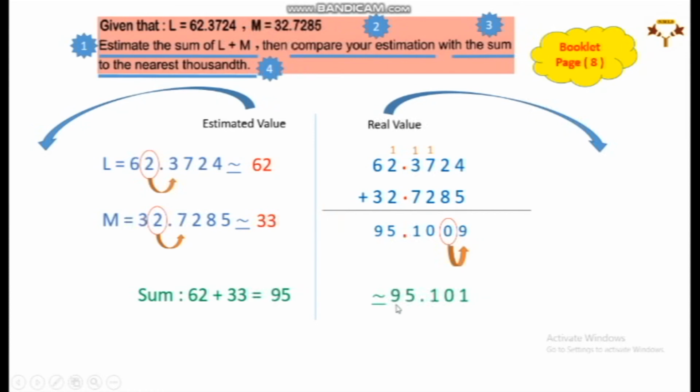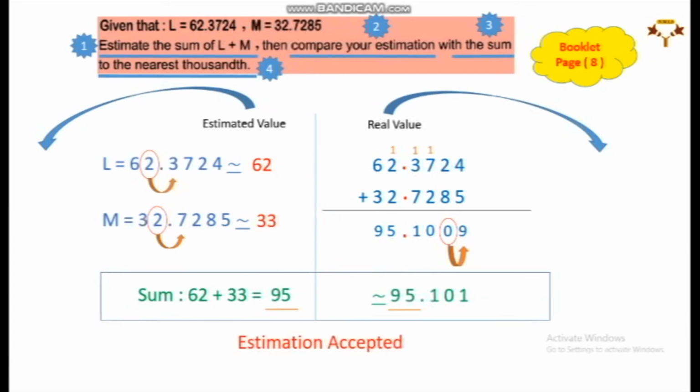Now you have to compare your estimation like he told you. So let's compare the estimation. Here the real value became 95.101 thousandths and the estimated value became 95 only. Can't you notice that both of them are totally near to each other? Yes, they are. So when they are very near to each other, here you have to say that the estimation is accepted. So estimation accepted when the two numbers, the estimated value and the real value, are very clear to be near to each other. Let's see the next part.